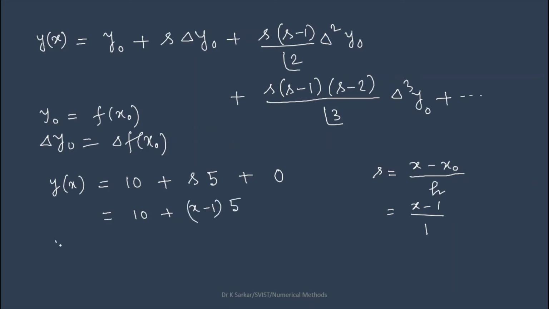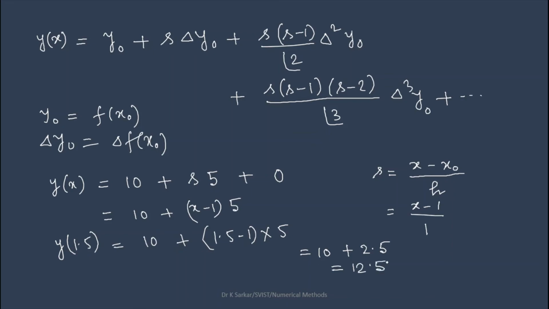Now y of 1.5 is 10 plus (1.5 minus 1) into 5, which is 10 plus 2.5, that is 12.5. Therefore, f of 1.5 is 12.5. This is the answer. Hope all of you understood. If you have any question, please drop in the comment box.